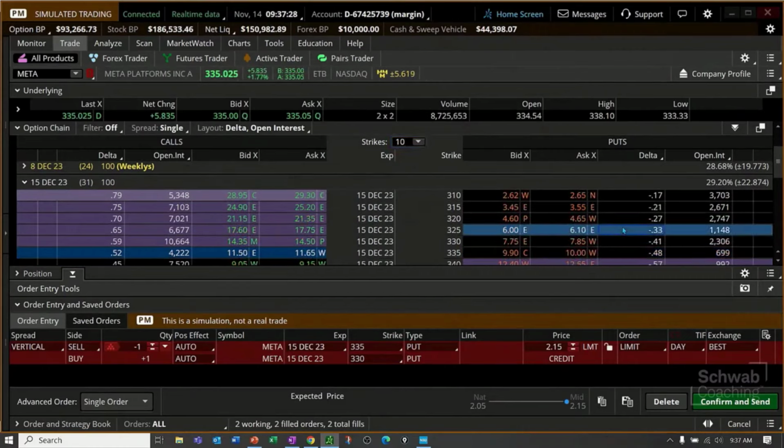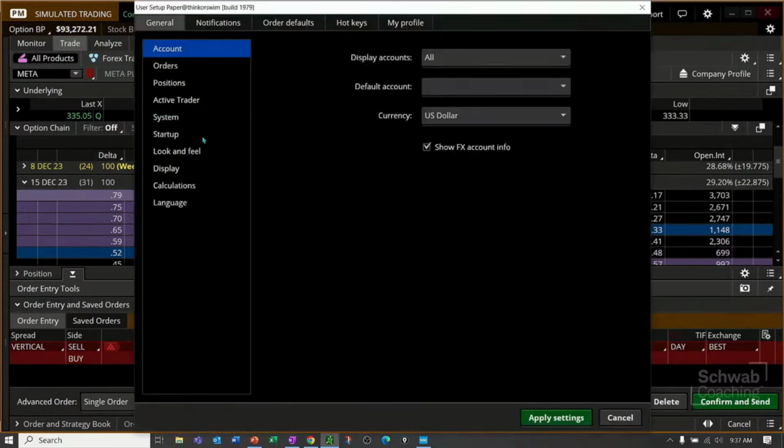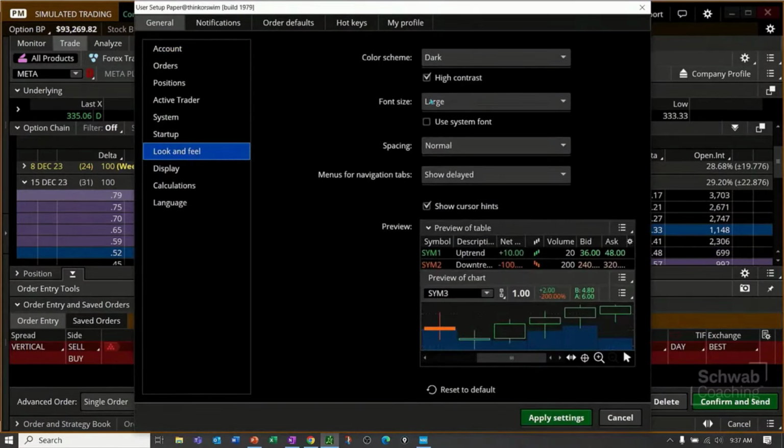Now, the comment from Eva is about changing the color of the screen. So let's do something for just a second. How do you change the color of the screen? Click on that gear. We're going to go to application settings. Let's look and see if we can do look and feel, okay? And let's go maybe like a light color.